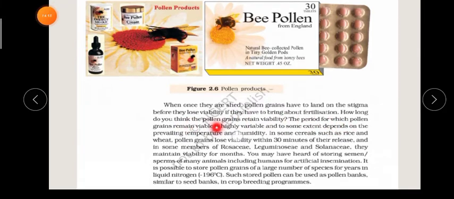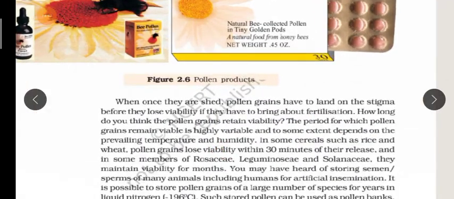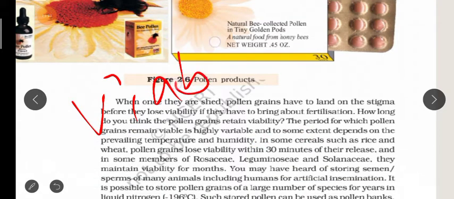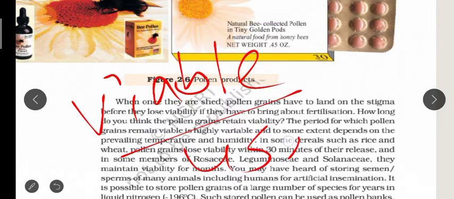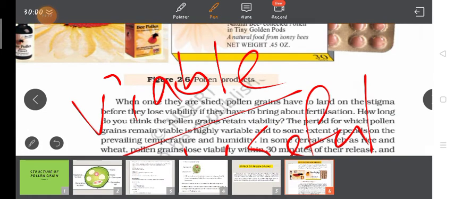Now you see, before a pollen grain becomes outdated or loses its viability, it must go and fertilize an egg. If the pollen grain becomes too old or dry, it will not be able to fertilize the egg. So before the pollen grain dies or is wasted, it must be used for its own work. How long do you think a pollen grain can remain viable? Viable means able to reproduce. Viable means useful. You may note this down.